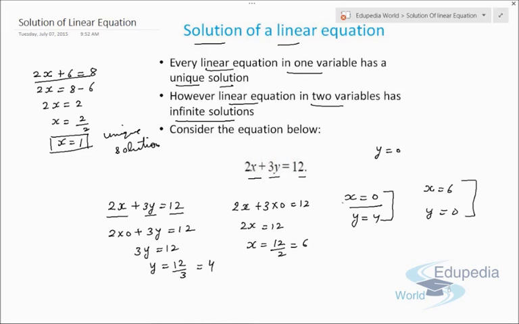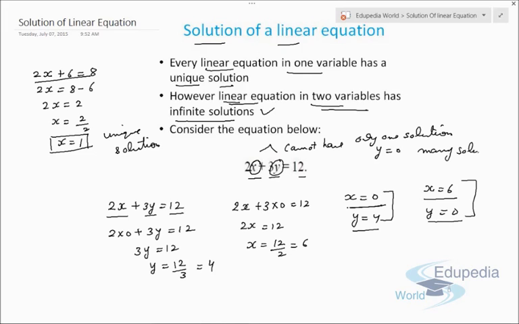As you can see clearly now, x is taking two values for this equation, that is x equals 0 and x equals 6, and y is also taking two values, y equals 4 and y equals 0. So this is why we say that whenever we have a linear equation in two variables, it can have infinite solutions. Why? Because in this equation x and y cannot have only one unique solution. They will have many solutions. So this is the meaning of a linear equation in two variables having infinite solutions.